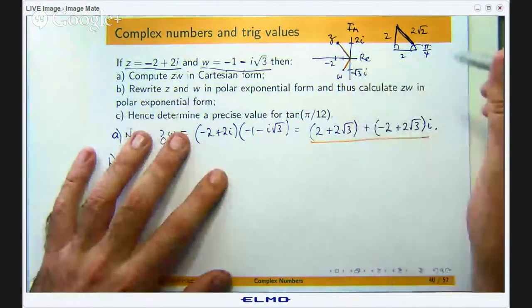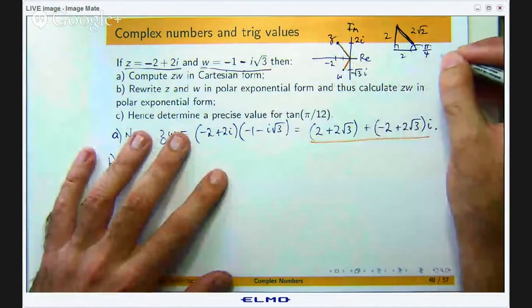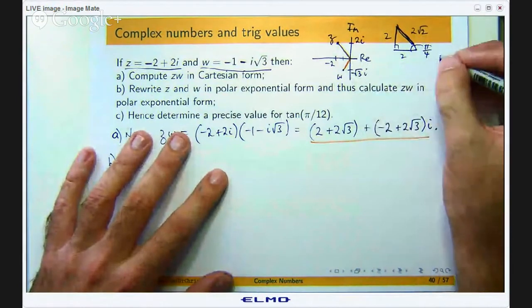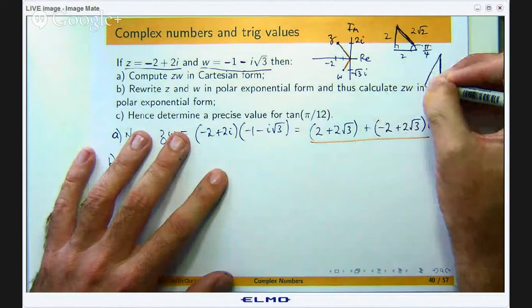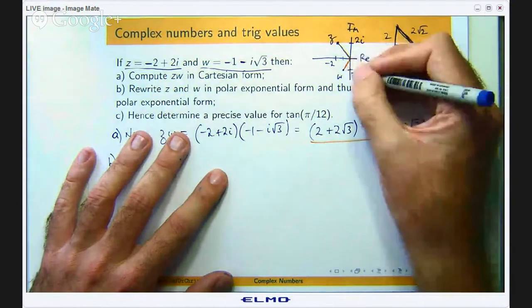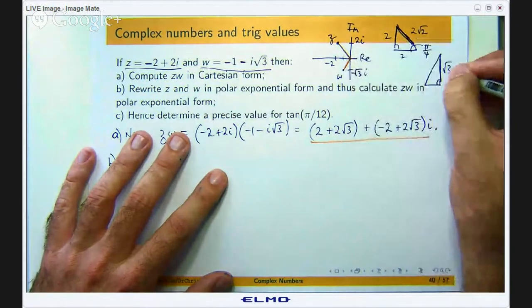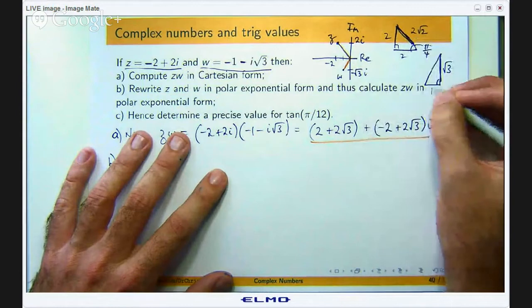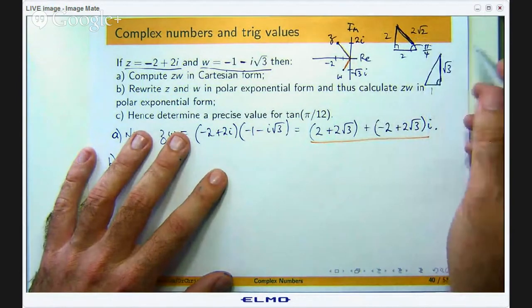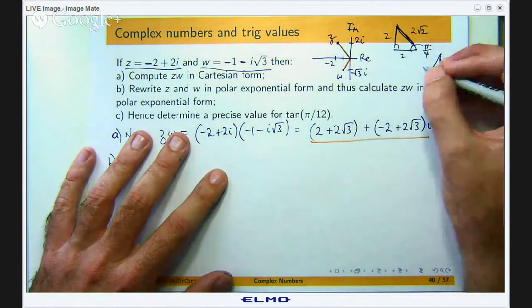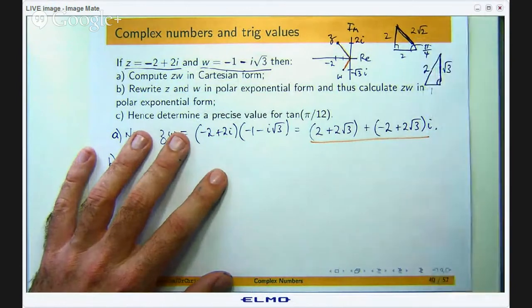What about W? Well, if I draw another right angle triangle associated with W, this length here is going to be root 3. The base is going to be root 1, again using Pythagoras if you want to. The hypotenuse will be 2.